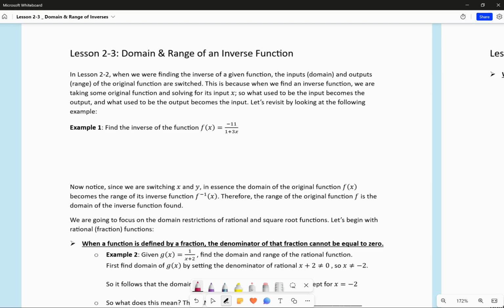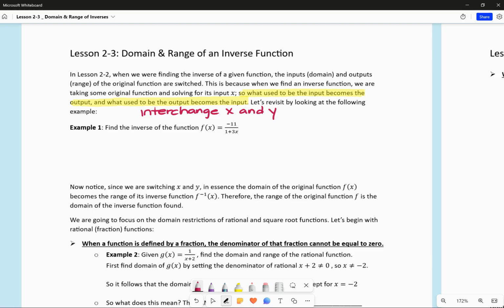Let's revisit what we covered in 2-2 by looking at the following example. So just a refresher, if you look back in lesson 2-2, when I say this part, what used to be the input becomes the output, and what used to be the output becomes the input, that was the interchange that we were doing when we would switch the x and y. So interchange your x and your y values, or coordinates.